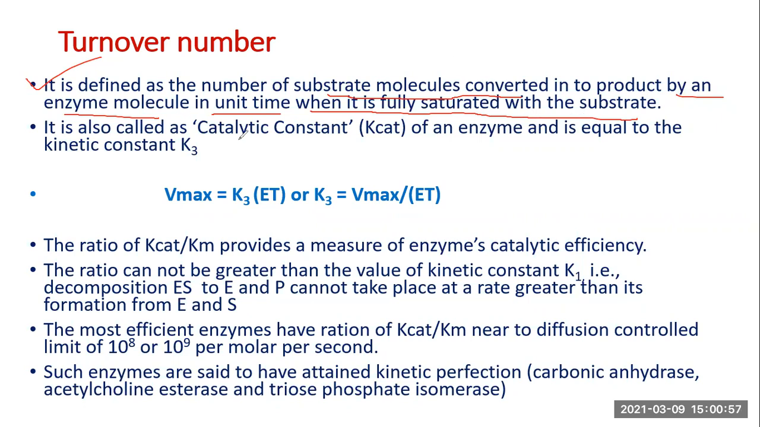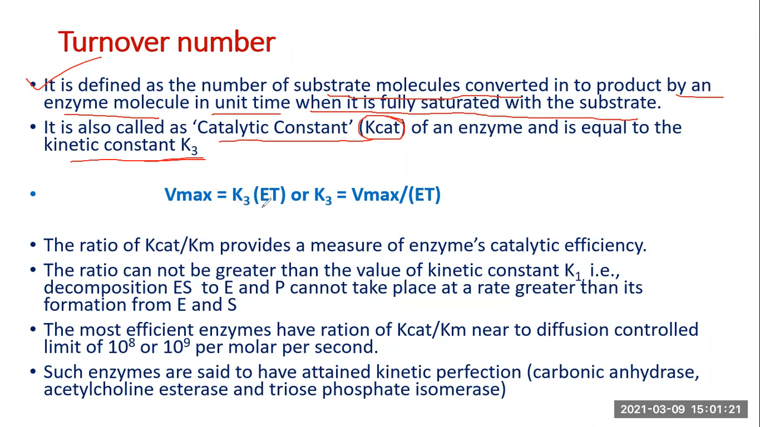It is also called the catalytic constant, Kcat. It is also called the catalytic constant or Kcat of an enzyme, and it is equal to the kinetic constant K3. So now you understand what is K3. K3 is, when E plus S gives ES, and it gives you E and P, that forward reaction rate constant is K3. Okay.